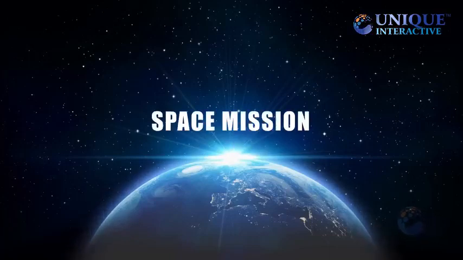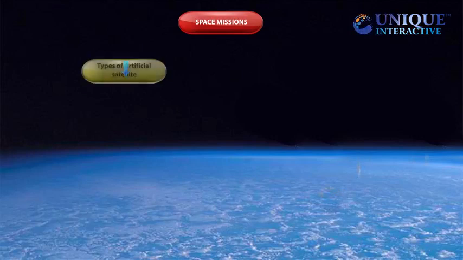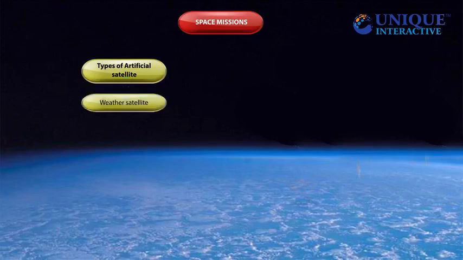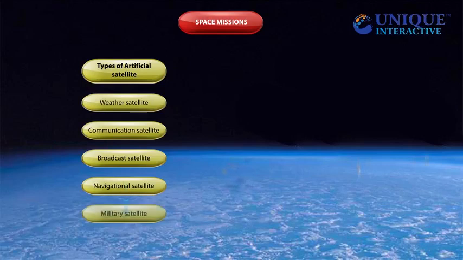Space mission. Space missions are the missions which are undertaken for observing various objects in our solar system. Types of artificial satellite. Artificial satellites are the man-made objects which revolve around the Earth or any other planet in a fixed orbit. The different types of artificial satellites are the weather satellites, communication satellite, broadcast satellite, navigational satellite, military satellite, and Earth observation satellite.